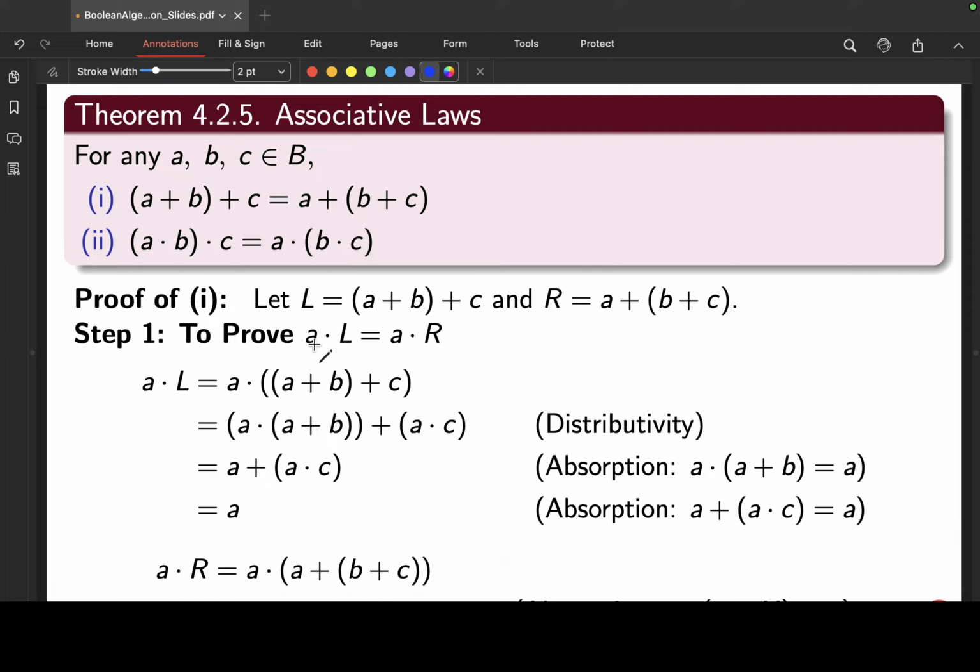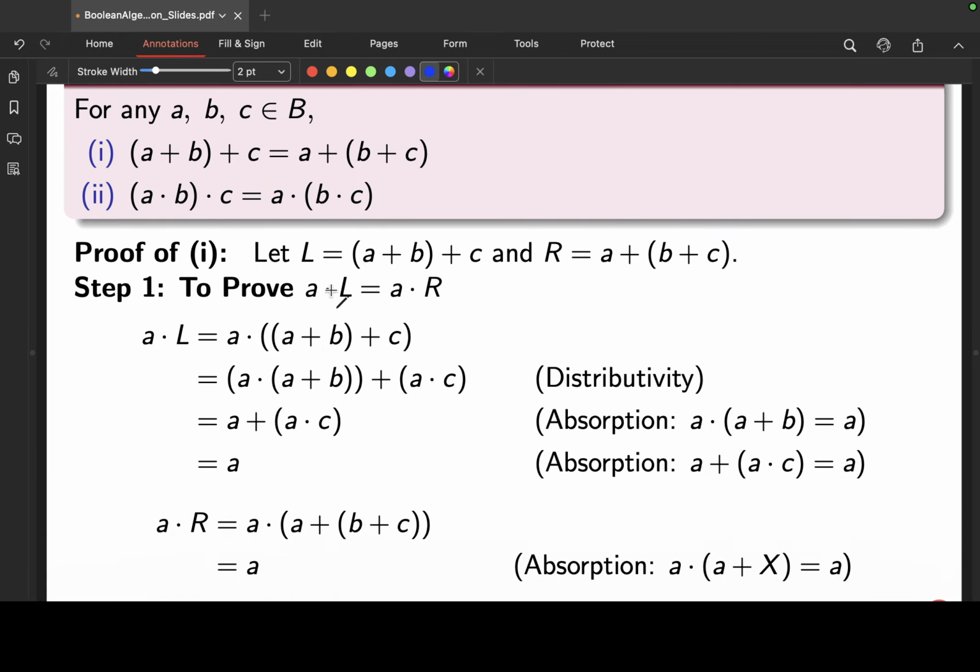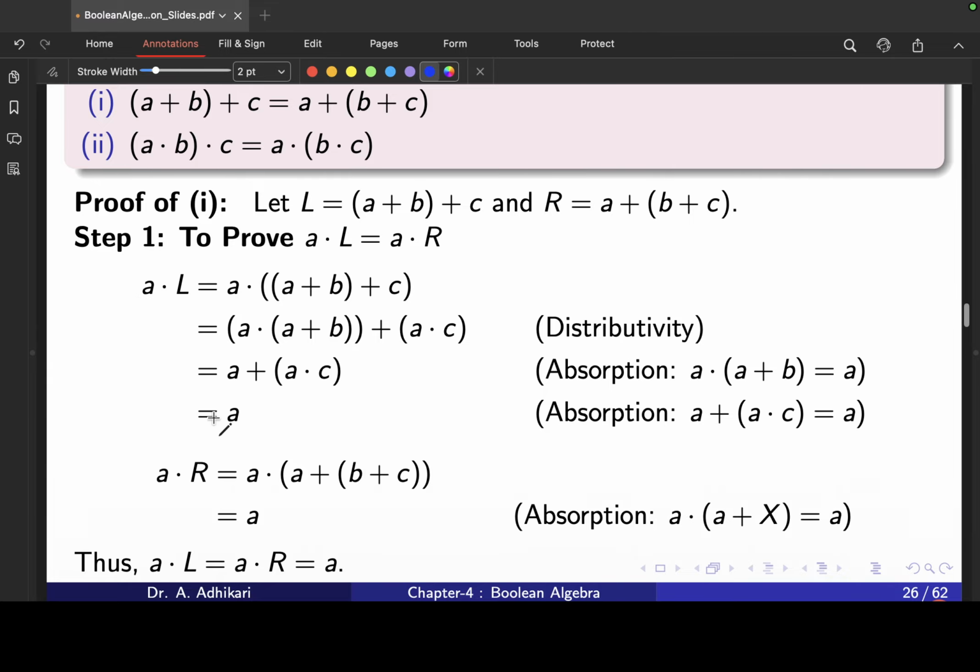Now we prove A dot L equals A dot R, for any element A. So A dot L equals A dot ((A plus B) plus C), which by distributivity is A dot (A plus B) plus A dot C. By the absorption law, A dot (A plus B) equals A, so this equals A plus A dot C. Again applying the absorption law, A plus A dot C equals A. So A dot L equals A.